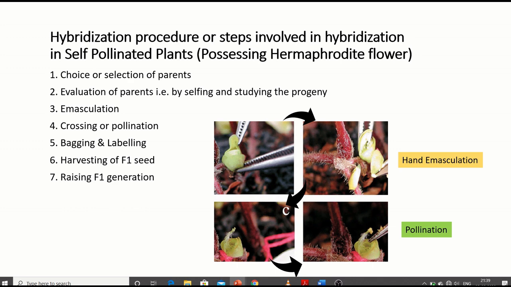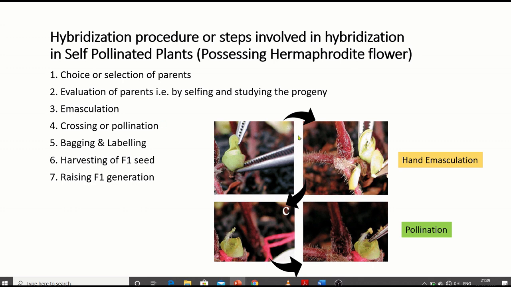Okay, and in this process, what is the timing for emasculation? Timing of emasculation is very important. Why? Because it is going to be done in the evening. Okay, in the evening when the sun goes down, and usually at 4 to 5. Okay, and why is this important?